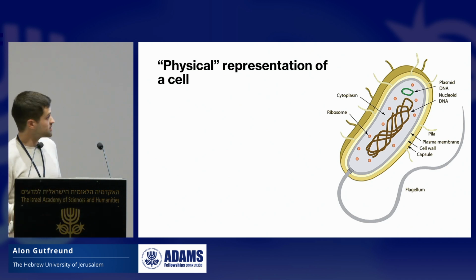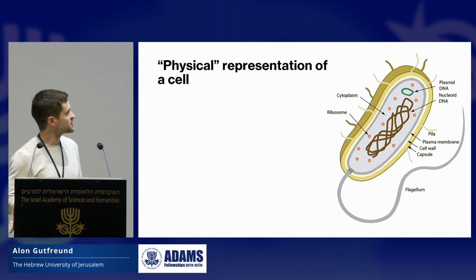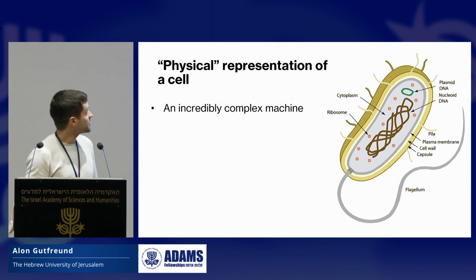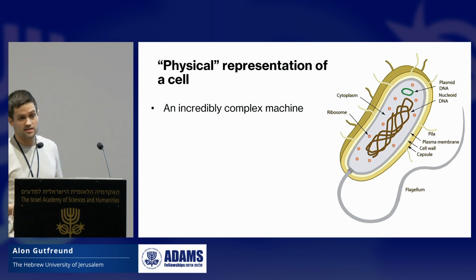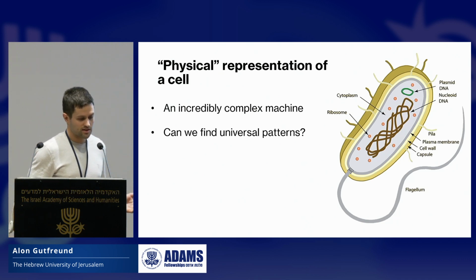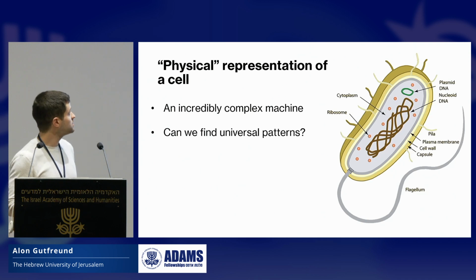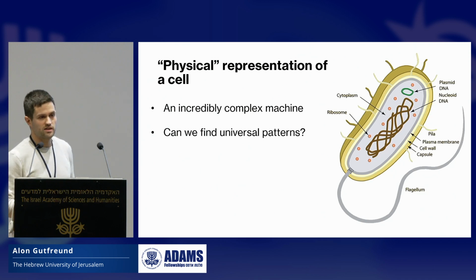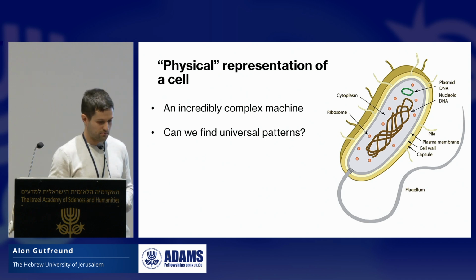So, as a physicist trying to study these biological systems, we quickly reach a very big obstacle, and that is the fact that a cell is an incredibly complex machine. It has thousands of interacting components, which makes reducing it into minimal models that can be formulated mathematically almost impossible. And I think the main challenge in my field in general is to find universal patterns in simple structures that we can actually understand in a more mathematical way.